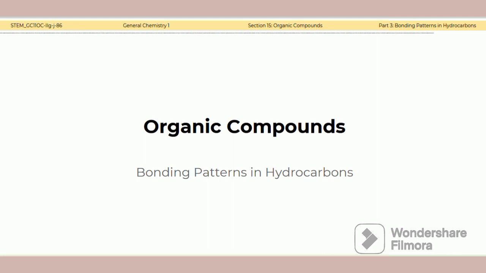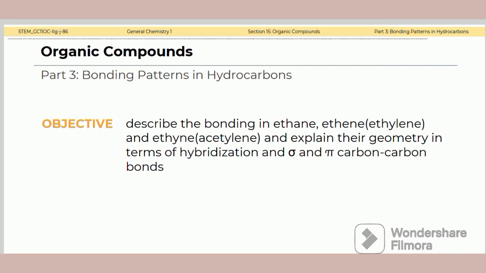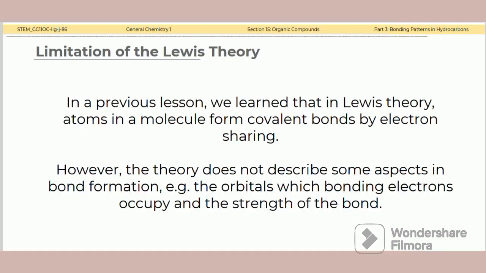This section is about organic compounds focusing on bonding patterns in hydrocarbons. So, in this lesson, our objective is to describe the bonding in ethane, ethylene or ethene, and ethyne or acetylene, and explain the geometry in terms of hybridization and sigma and pi carbon-carbon bonds.